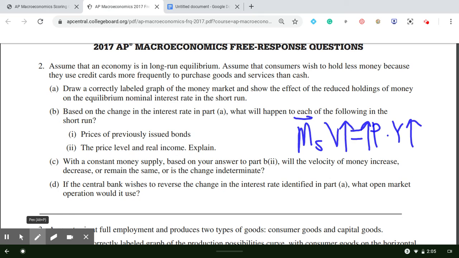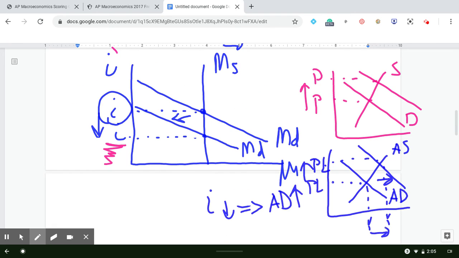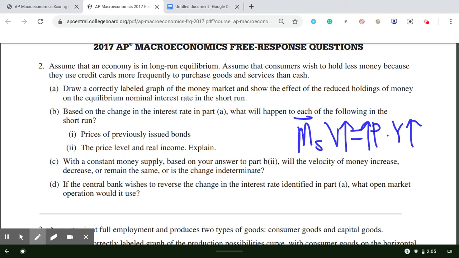If the central bank wishes to reverse the change in interest rate identified in part A, what open market operation will it use? Okay. So we have the interest rate has lowered, so we want it to go higher. So they will actually decrease the money supply like that. And if they want to decrease money supply, what they need to do as an open market operation is they need to sell bonds, sell treasury bonds.